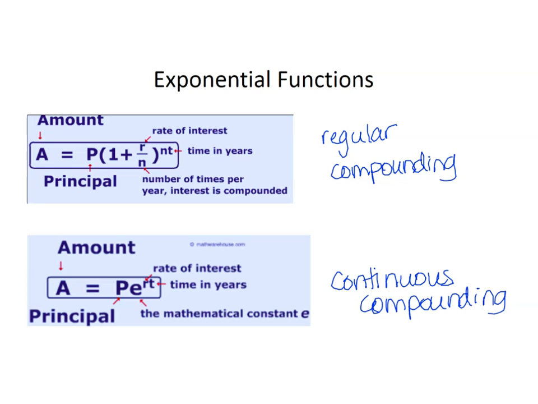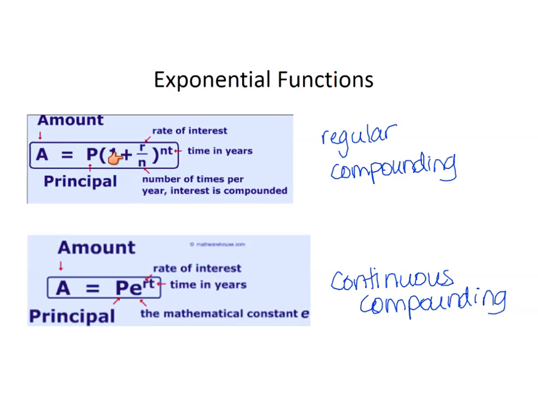I call this the PERT formula for obvious reasons, right? It looks like PERT, which is a type of shampoo. But anyway, the PERT formula is used whenever you see the word continuous. Regular compounding formula is used when you don't see that, okay? Another thing I want to point out about the regular compounding is if we were instead showing decay, as opposed to growth, which is what this shows, if we were showing that something was decaying or getting smaller, then this plus sign would become a minus.